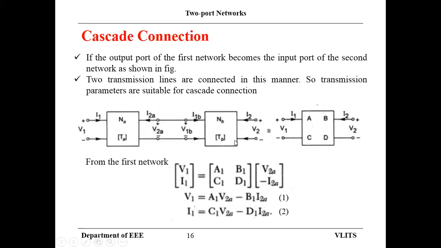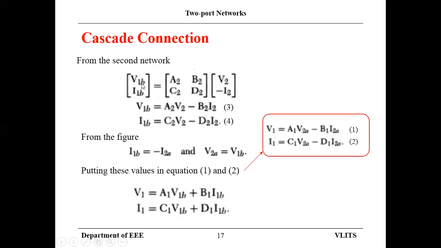Similarly, we write the input voltage and input current equations in terms of the output voltage and output current for the second network. The input voltage and current for the second network are V1B and I1B, and the output voltage and current are V2 and I2. So I have written V1B and I1B in terms of V2 and I2. These are the equations for the ABCD parameters of the second network. Let me consider these as equation number 3 and equation number 4.